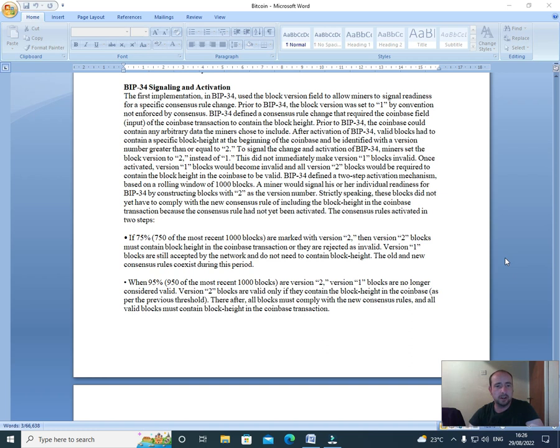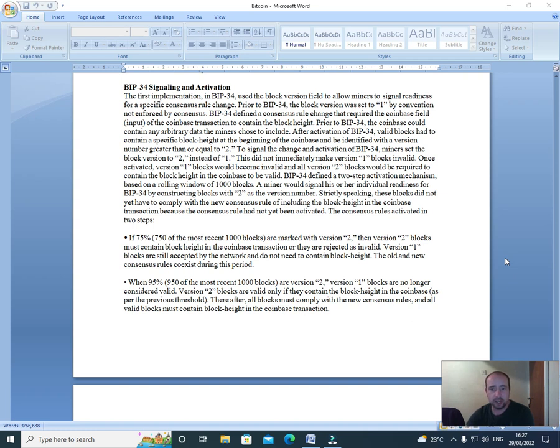BIP34 signaling and activation. The first implementation of BIP34 used the block version field to allow miners to signal readiness for a specific consensus rule change. Prior to BIP34, the block version was set to 1 by convention, not enforced by consensus. BIP34 defined a consensus rule change that required the coinbase input field of the coinbase transaction to contain the block height. Prior to BIP34, the coinbase could contain arbitrary data the miners chose to include. After the activation of BIP34, valid blocks had to contain a specific block height at the beginning of the coinbase and be identified with a version number greater than or equal to 2.